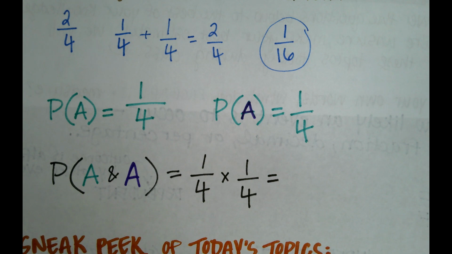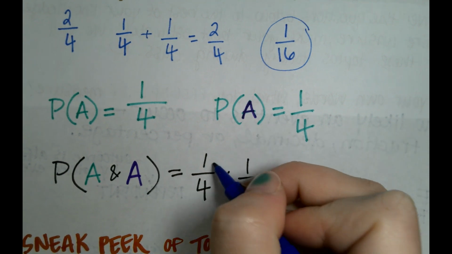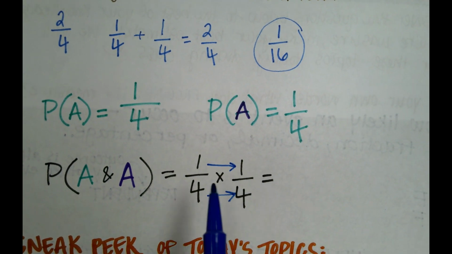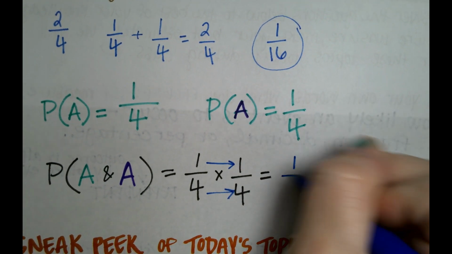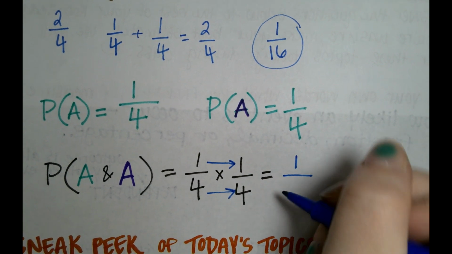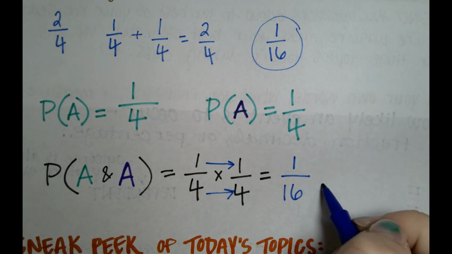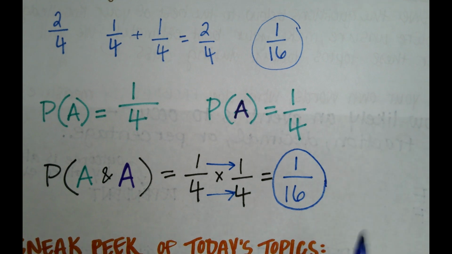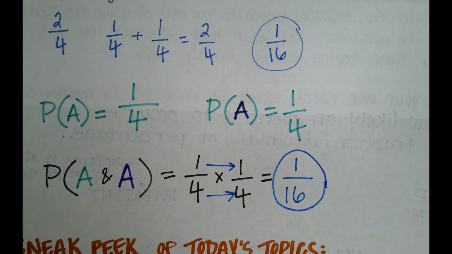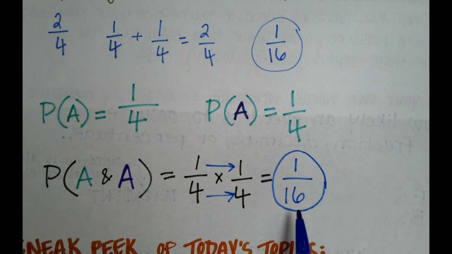Now, multiplying fractions looks really scary, but it's actually super easy. Here's how we do that. We're just going to multiply straight across. What is 1 times 1? 1. What is 4 times 4? 16. So, the probability of spinning A 2 times in a row is going to be 1 out of 16 times.